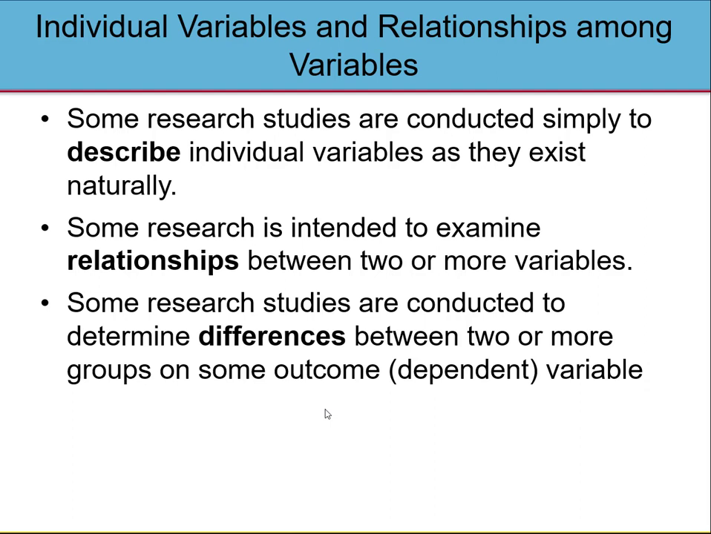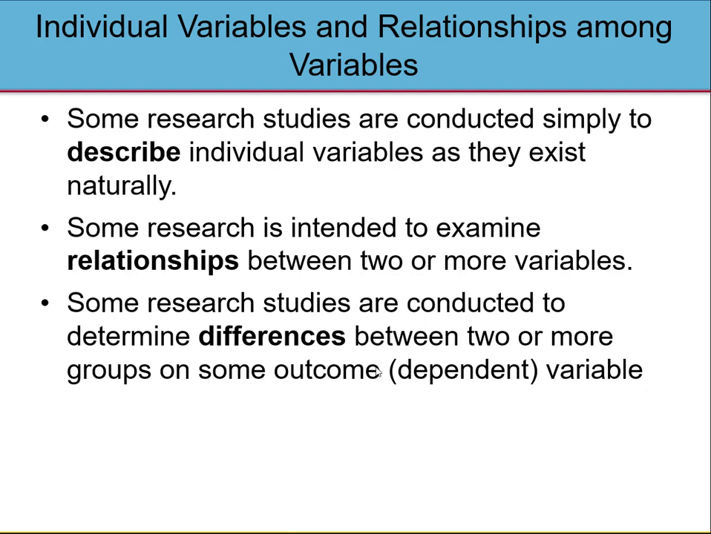Then some research is intended to examine relationships between two or more variables. That's a certain type of study, and we talked about that last semester. That's a correlational study. And then some studies are conducted to determine differences between two or more groups on some outcome or dependent variable. So we have descriptive, and then the second two bullets are both inferential, but they're different. One's looking at relationships and one's looking at differences.